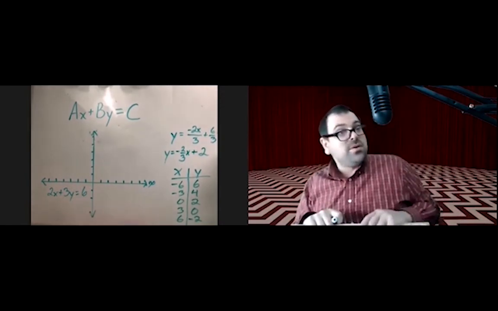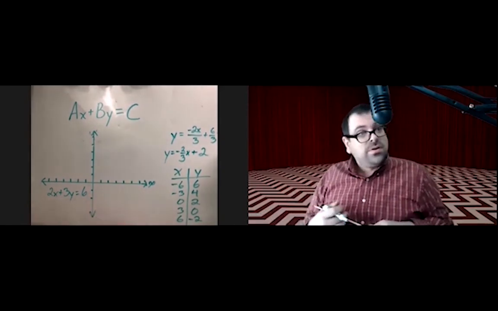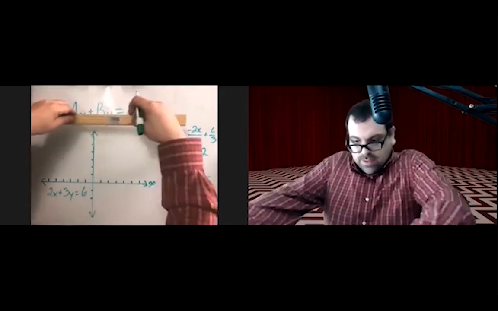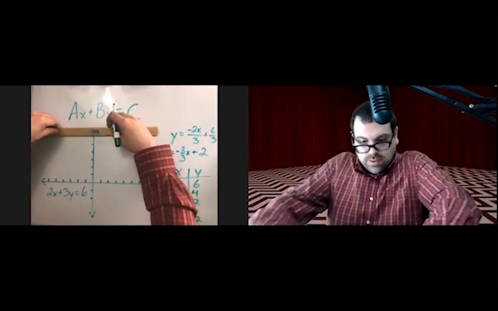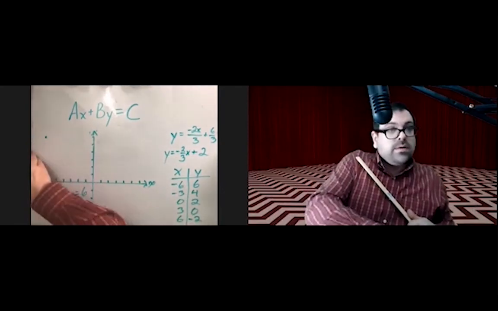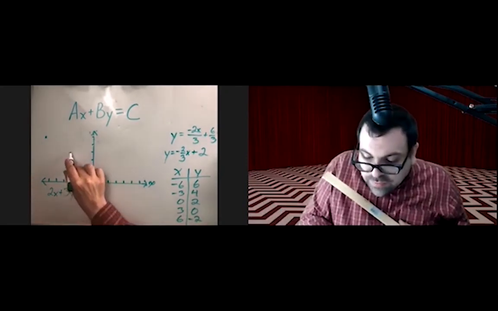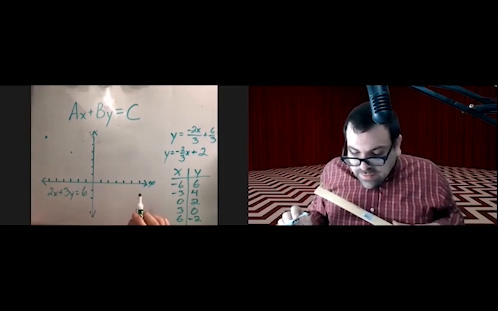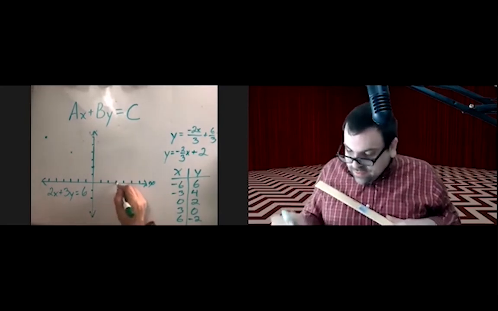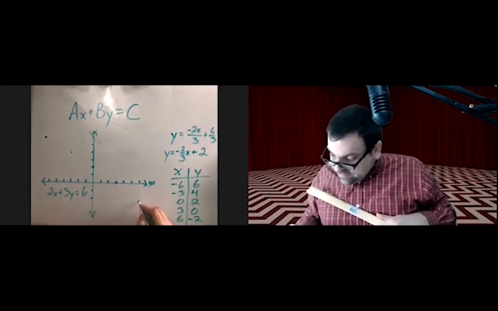So this is 2x plus 3y equals 6 using these points on an actual scaled graph. So again, negative 6, 6. That's going to be here. Negative 3, 1, 2, 3, 4. That's going to be there. 0, 2. 3, 0. 6. Negative 2.